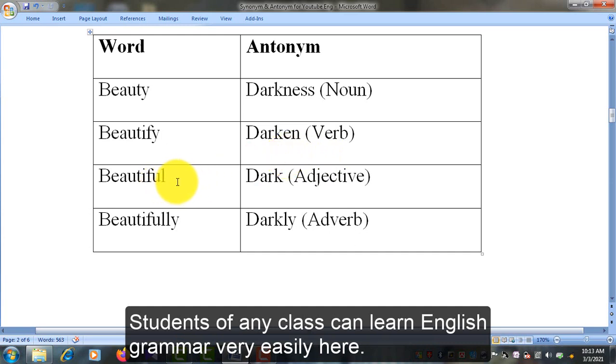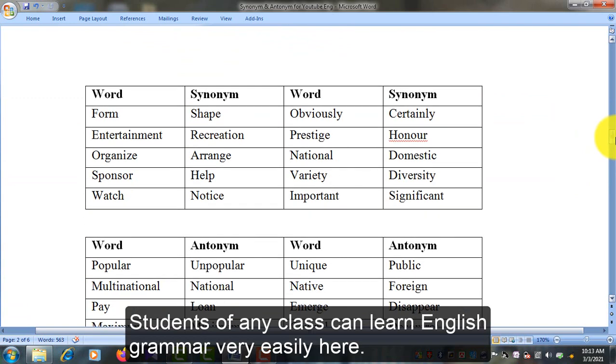Look at other example. Beautiful is an adjective. Its antonym is dark. This word is also an adjective. So this example is taken for granted. Look at the last example. Beautifully. The word beautifully is an adverb and its antonym is darkly. This word is also an adverb. So this example is also taken for granted. If you look at more words, you can find the same examples.